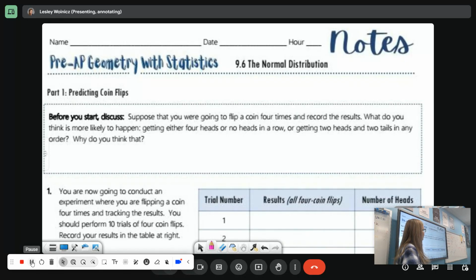A 50-50 chance. So half of it will be heads and half of it will be tails. I like it. Anybody else? All right, well, let's see.